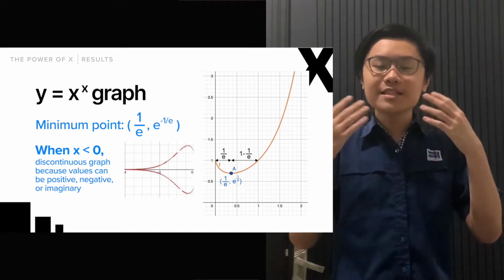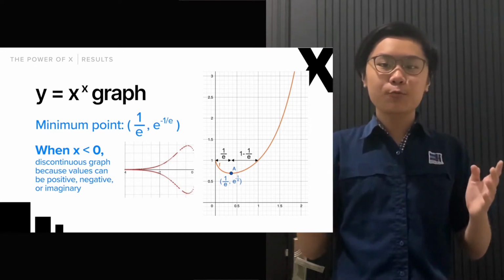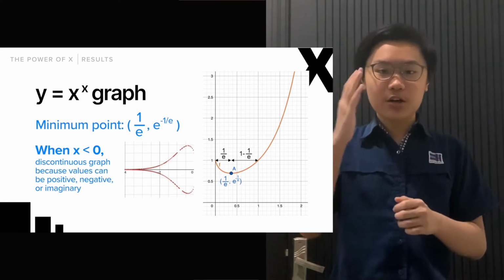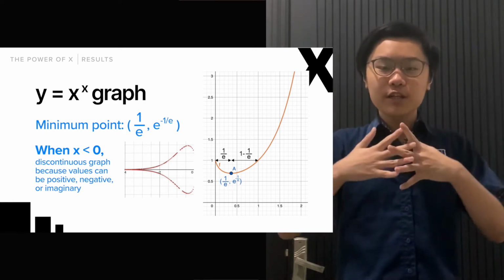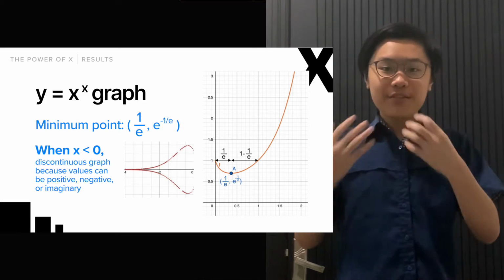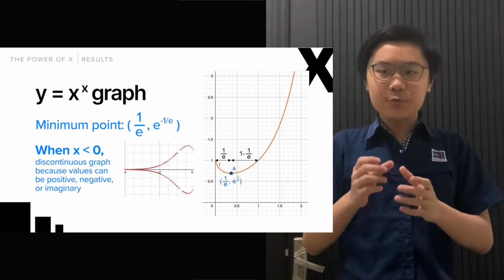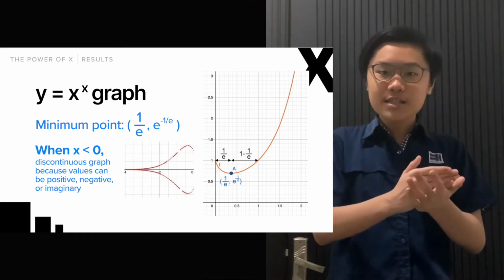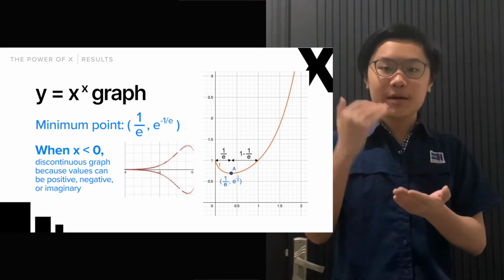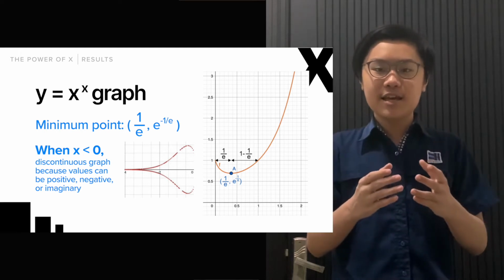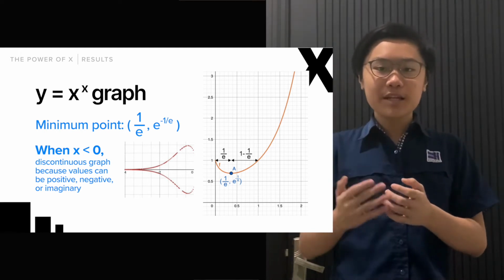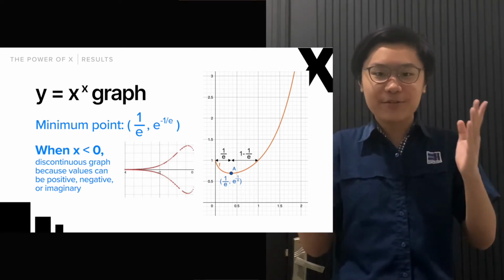And then, let's explain why the graph looks so weird on the negative side. Well, it is a discontinuous graph, which means there are holes in it. It doesn't fully connect to each other, because the value of a negative value to the power of another negative value can either be positive or negative or even imaginary or doesn't exist. And that means that the graph goes up and down, or sometimes there's no value at all.